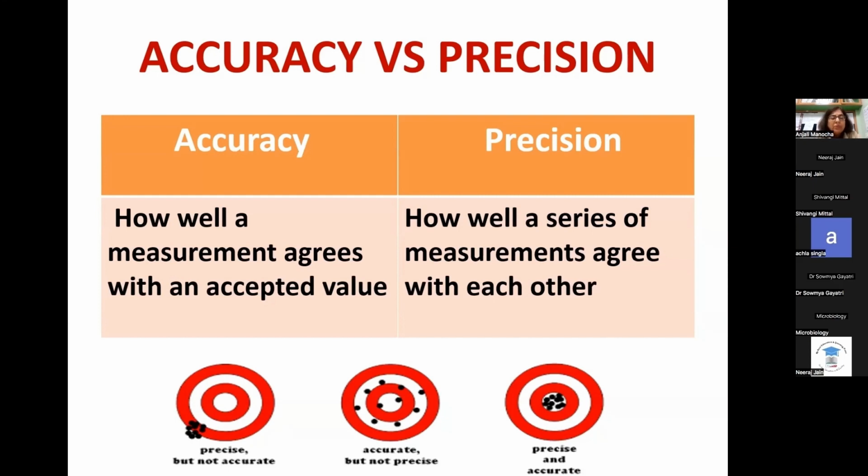Now, let me give an example. Suppose we run blood control for glucose every day. The mean is, say, 100. We are getting a value of 75. So we have to see for accuracy how close is our value to the mean value.